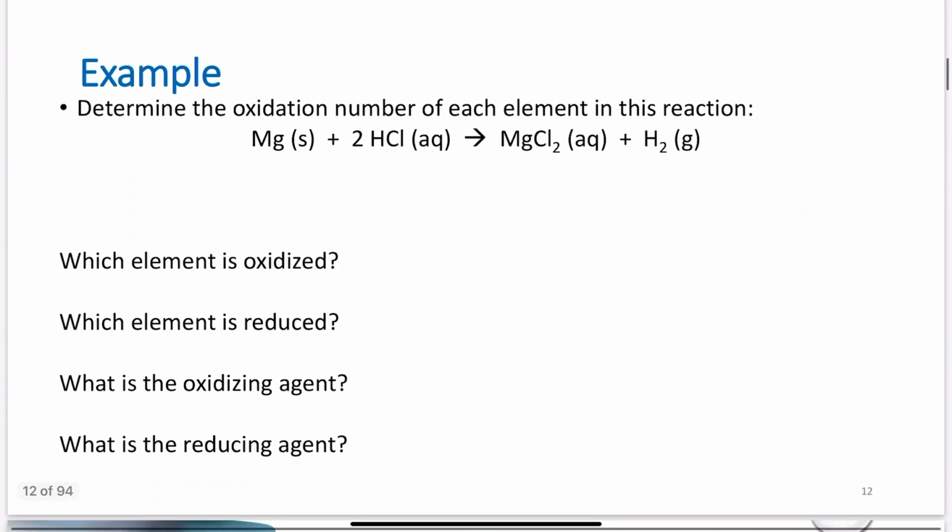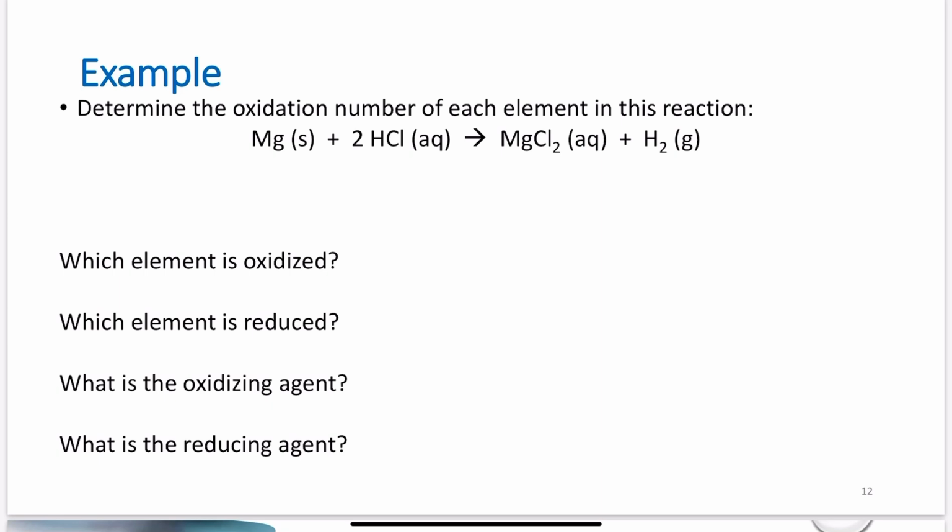So let's work an example. Determine the oxidation number of each element in this reaction. We've got magnesium reacting with hydrochloric acid to form magnesium chloride and hydrogen gas. Now, note that the magnesium here is solid magnesium. The hydrochloric acid is aqueous, so therefore I know it's an acid. It's not just HCl gas, it's hydrochloric acid. It's actually the acidic form of it.